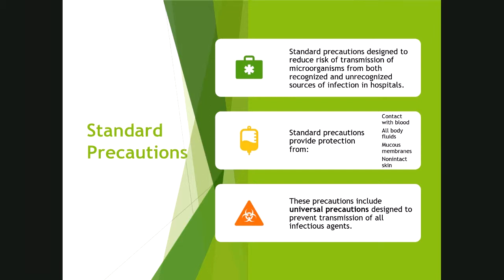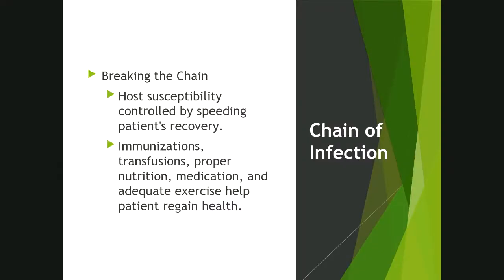Okay, in your book, it breaks down the chain of infection. I really want you to look this over in detail, knowing the different steps. So knowing that you need a pathogen, you need a reservoir, you need a portal of exit, mode of transmission, then you need a portal of entry, and then a susceptible host. Go over in detail each step because you will be tested on that later in this chapter.